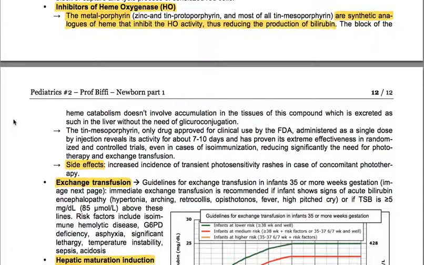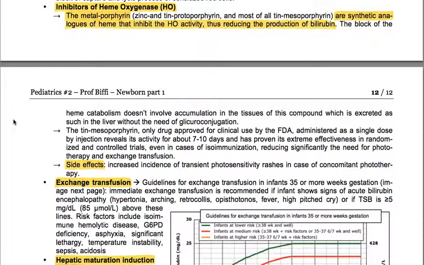reveals its activity for about 7-10 days and has proven its extreme effectiveness in randomized and controlled trials, even in cases of isoimmunization, reducing significantly the need for phototherapy and exchange transfusion. Side effects are an increased incidence of transient photosensitivity rashes in case of concomitant phototherapy.